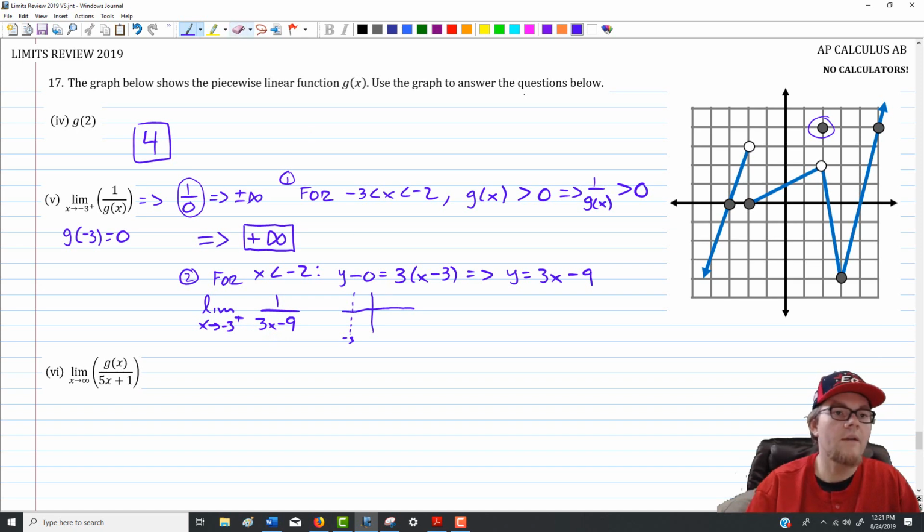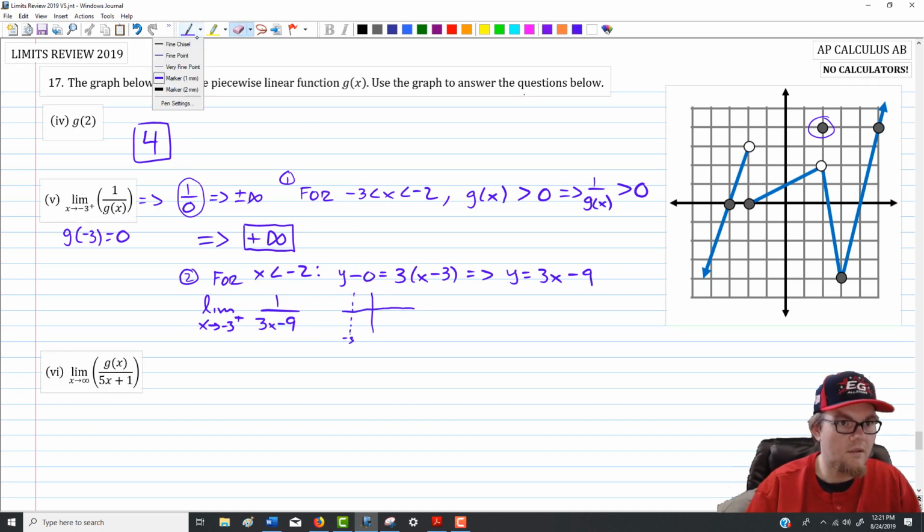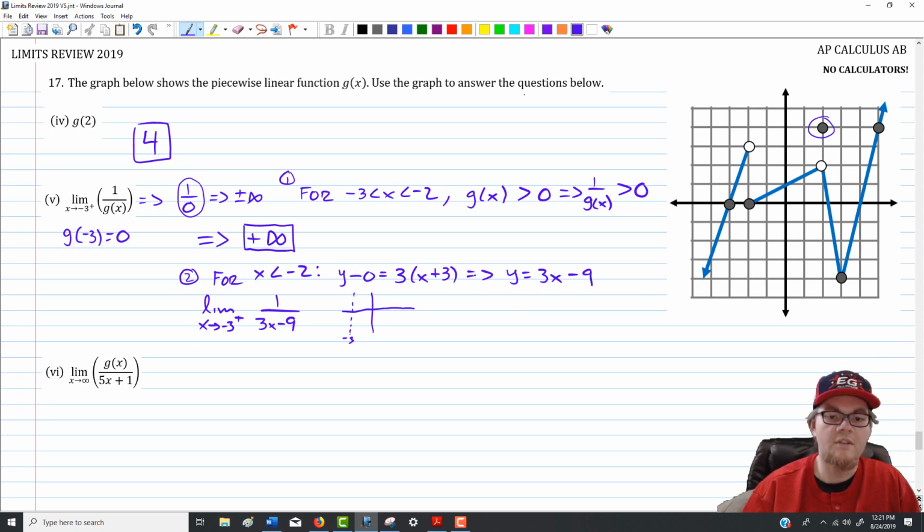At x equals, oh, that's why. I think I screwed up the equation here, didn't I? This is supposed to be x plus 3. Yep, this all makes sense now. Okay, good. That becomes x plus 3, this becomes 3x plus 9, and this is 1 over 3x plus 9.